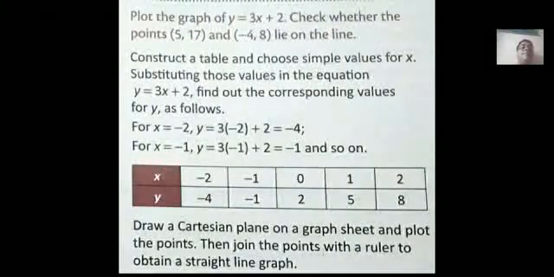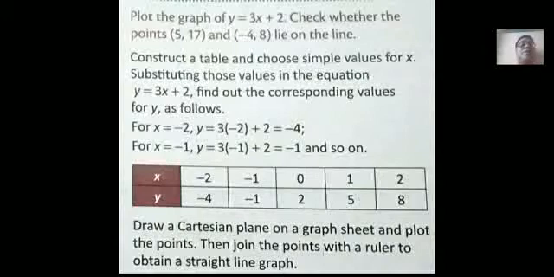Plot the graph of y is equal to 3x plus 2. Check whether points (5, 17) and (-4, 8) lie on the line. So construct a table for this by taking y is equal to 3x plus 2. Take suitable values of x which can be plotted on your sheet of paper or graph paper. If you take x is equal to -2, so y is equal to 3x plus 2, therefore 3 into -2 plus 2 is equal to -4.